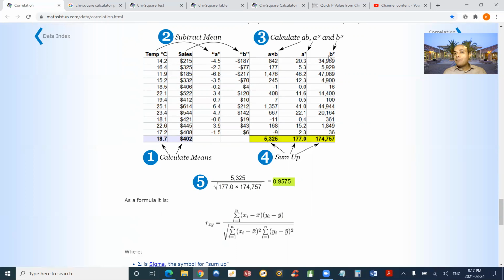Now, A2 and B2: you take every member of A to the power of 2, and they become positive. Every member of B to the power of 2, they become positive. And then you sum them up. Sum up the A2, sum up the B2, and then you multiply these underneath, and you take the square root. You get 0.9575, temperature against sales of ice cream. And therefore, you're going to declare that there is a very strong correlation between the temperature and the sales of ice cream.